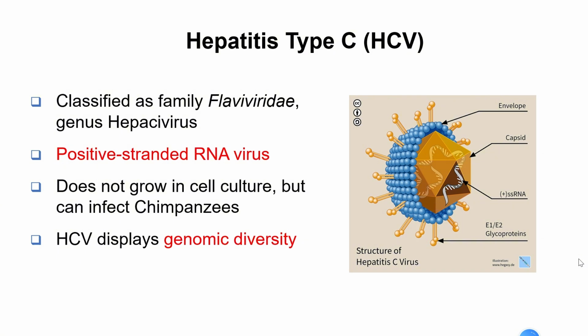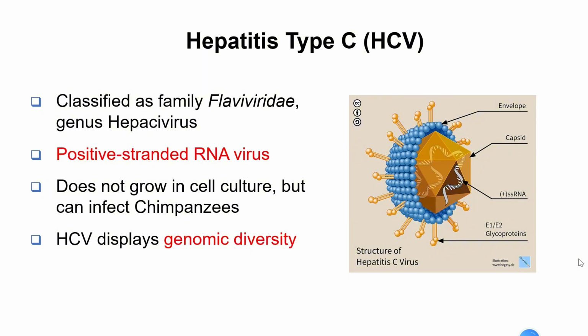And HCV, because it is a single-stranded RNA virus, can mutate fast. So HCV displays genomic diversity. And that is the reason why till now we don't have an HCV vaccine, because the genome is changing all the time. And it's not easy to design an effective and long-lasting vaccine. So this is HCV. And HCV is an enveloped virus.